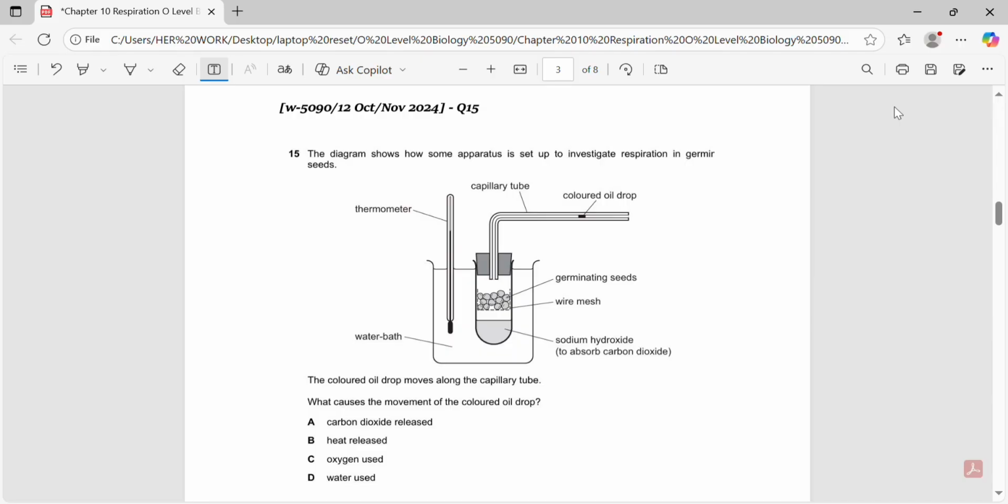The other options do not match the mechanism. Carbon dioxide released cannot cause movement because it is absorbed, heat released does not directly push the oil drop, and water used is not relevant here. Therefore, the correct answer is C, oxygen used, so this is the correct option.